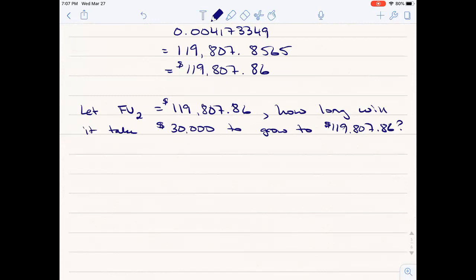Here, remember we've got that different interest rate, right? So we have to calculate I again. So I is R over F, which is 0.04 over 52. That's 0.00769231.